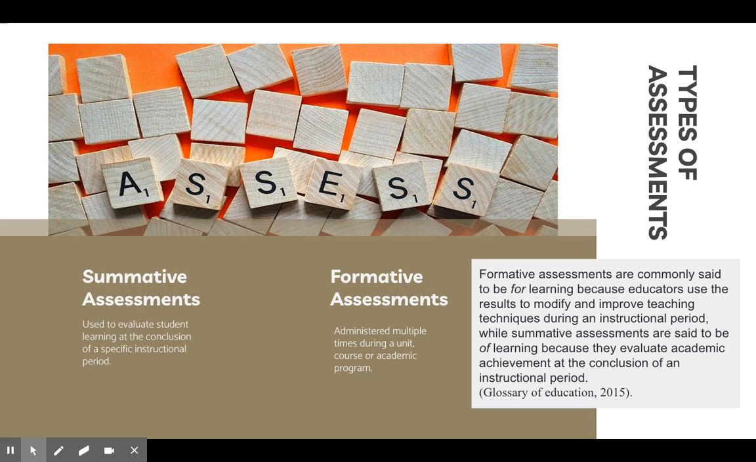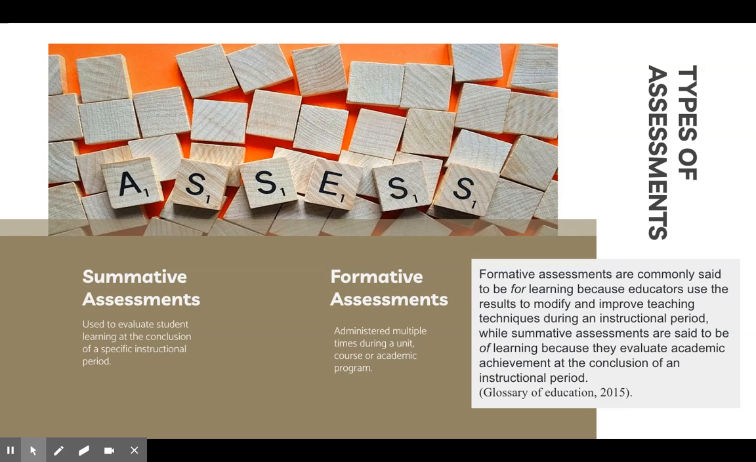All right. So let's dive into learning about the two basic types of assessment. Summative assessments are one of them. These are used to evaluate student learning at the conclusion of a specific instructional period. And then there's formative assessments. These are administered multiple times during a unit or course or an academic program. They're a little bit smaller and not as large as the summative assessment.